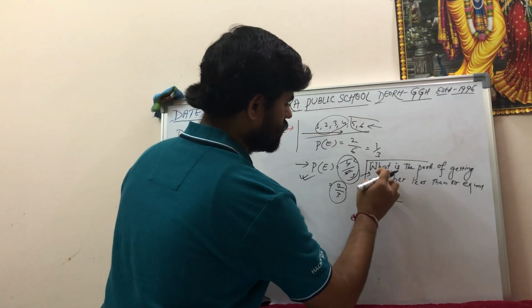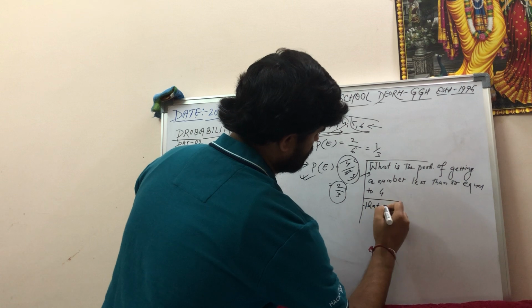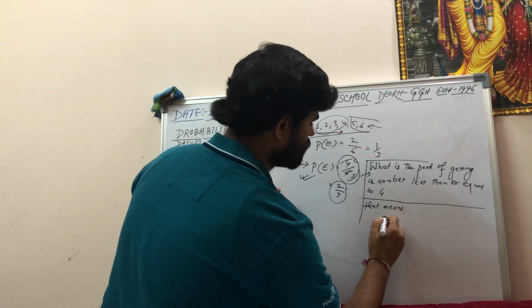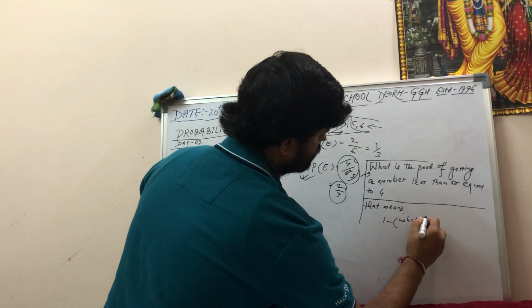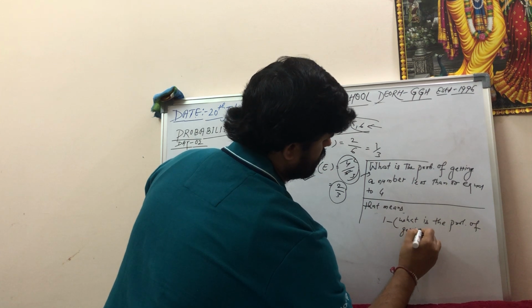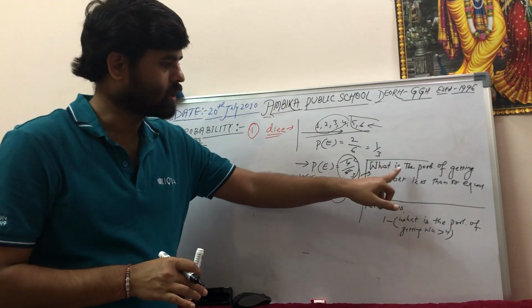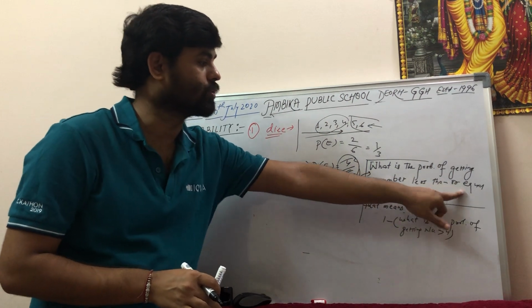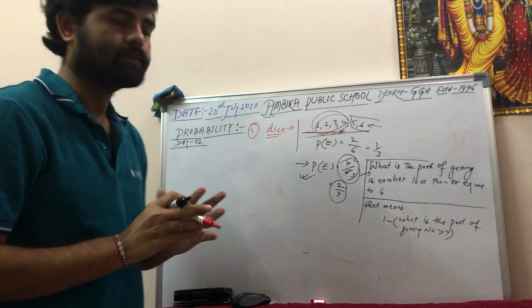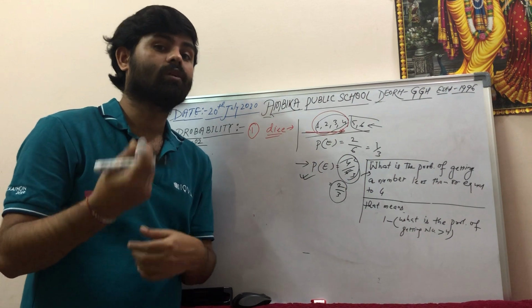I will say the question is, what is the probability of getting a number less than 4? That means 1 minus the probability of getting a number greater than 4. See, the question given is, what is the probability of getting a number less than or equal to 4? In the simple way you can find it: number of favorable events is 4, sample space is 6, so 4 by 6. But I wanted to solve it in a different way.